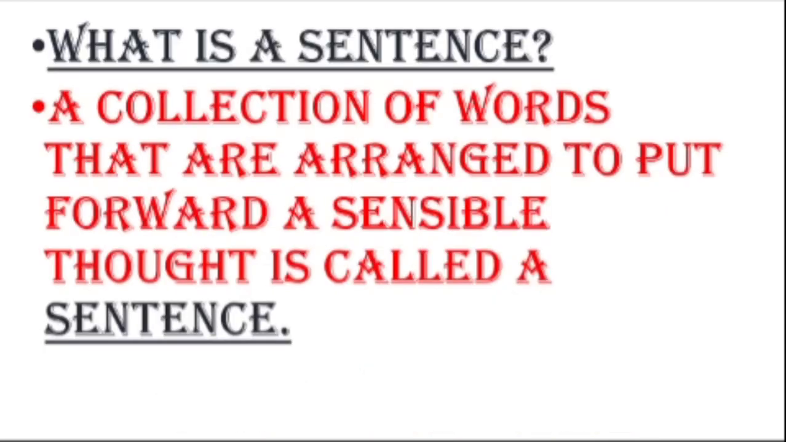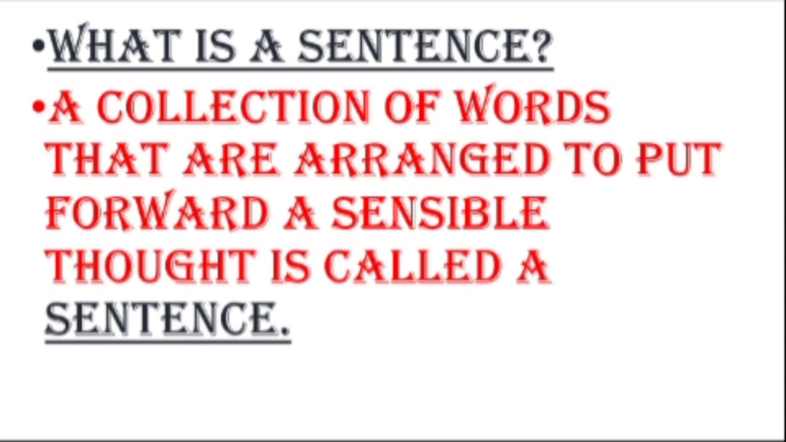A collection of words that are arranged to put forward a sensible thought is called a sentence. Now what does this mean? A sentence is a collection of words, or a group of words that are arranged in such a way that they put forward a sensible thought. That is, they tell us something which makes sense. It is sensible to us. So only when a group of words makes sense, it is called a sentence.